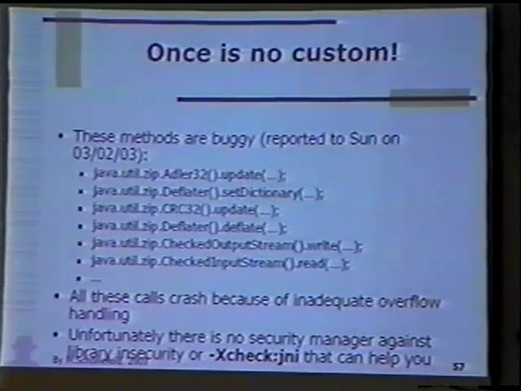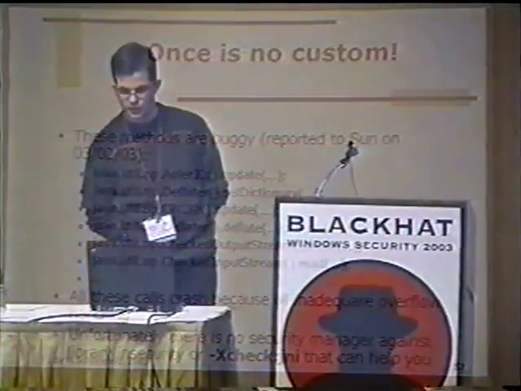Okay, there are some methods that are also buggy, and these were reported to Sun on the 3rd of February. The Adler32 and the Deflater setDictionary, the CRC update, the Deflater deflate, the CheckedOutputStream write method and the CheckedInputStream read method, and all have the same pattern. They have inadequate overflow handling, and therefore the insecurity is not supplied from you, it's supplied from Sun, and therefore the xcheck JNI does not help you.